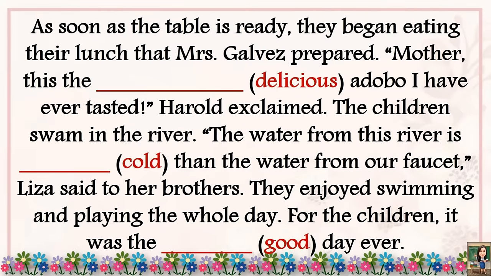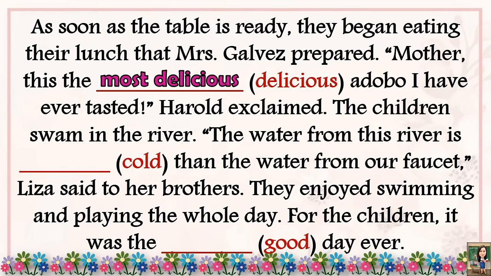As soon as the table was ready, they began eating their lunch that Mrs. Galvez prepared. Mother, this is the blank. So inside the parentheses is the word delicious. What should be the correct degree for the word delicious? Correct! Most delicious. So it is superlative degree. Mother, this is the most delicious adobo I have ever tasted, Harold exclaimed.